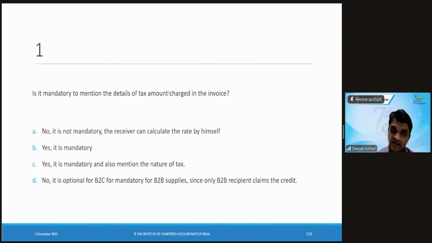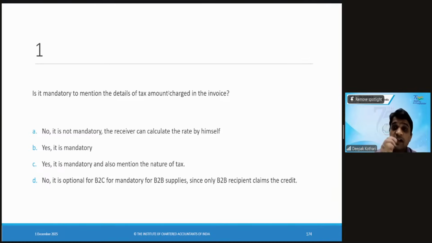B says that yes, it is mandatory. C also says it is mandatory, but it also adds that you have to mention the nature of tax. So if we select B, then we are saying no, we don't have to mention the nature of tax. That's not the case, right? And some students are saying that it is B. It is not D because it is not optional; for B2B supplies you have to make it, and for B2C you don't have to.